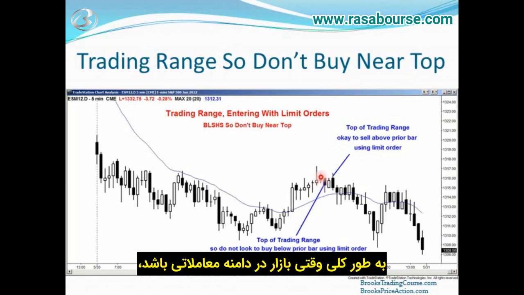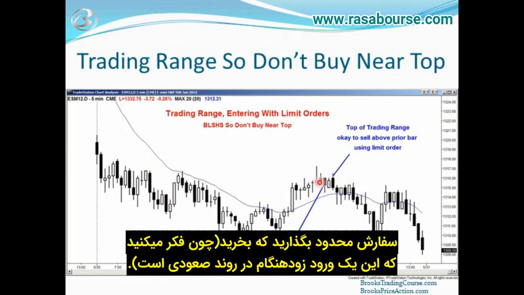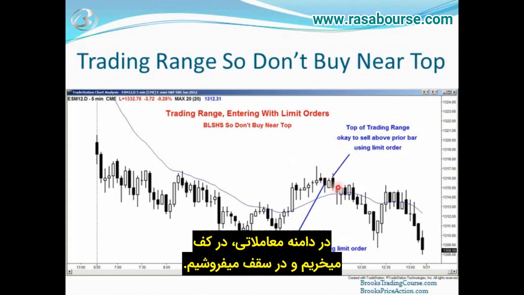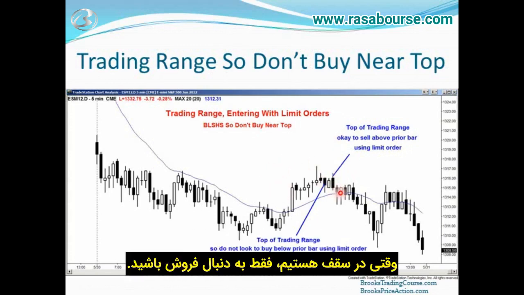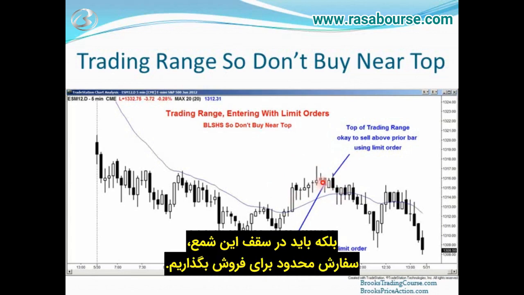In general, when the market's in a trading range, you want to buy low, sell high. So you should only be looking to sell, and even trying to be clever, buying with a limit order at the bottom of the bar, betting that you're going to be getting an early entry into a big move up. That's not what to do. In a trading range, you buy low, sell high. Where high, you only look to sell. So you're not looking to buy with a limit order below this bar. You're looking to sell with a limit order at the high of this bar.